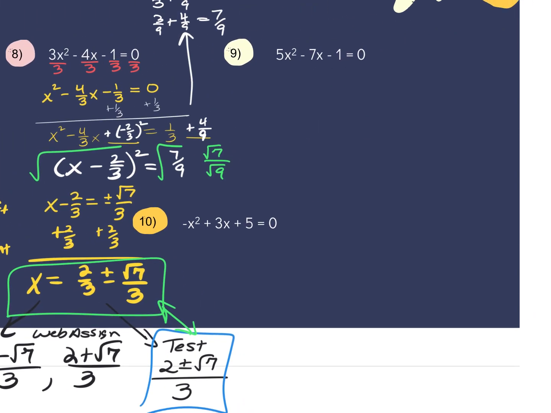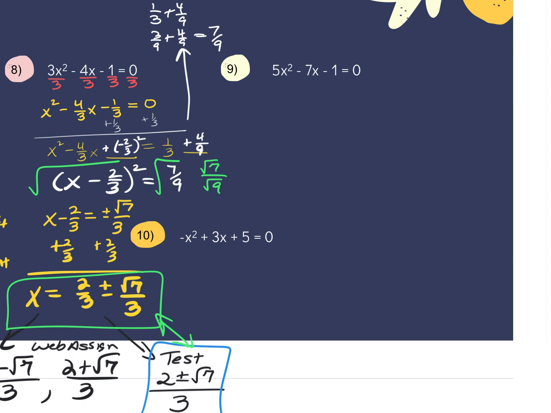So for number 9, we need to divide everything by 5. So divide by 5, divide by 5. Then now I'm left with x squared minus 7/5 x minus 1/5 equals 0. I need to add the constant to the other side.